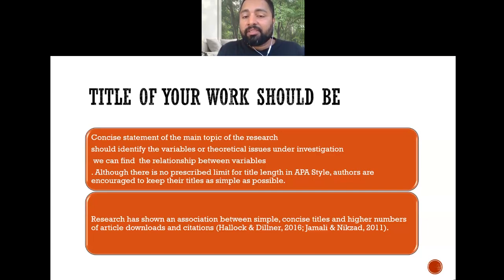Although there is no prescribed limit for title length in APA style, authors are encouraged to keep the title as simple as possible. Research has shown an association between a simple, concise title and a higher number of article downloads and citations. There is research with citations given here, Hallock and Dillner 2016 and Jamali and Nikzad 2011. They studied and concluded that a small, simple, concise title will attract more citations and downloads. So the title is very important for better citations and impact factor. When you set the title, you should keep this in mind.